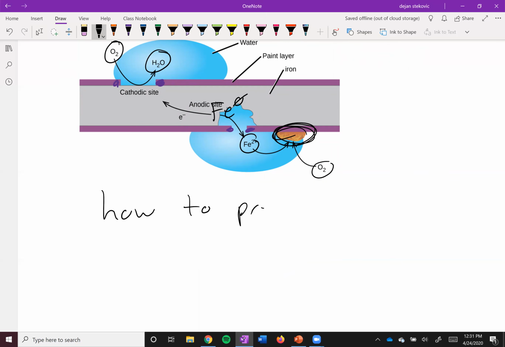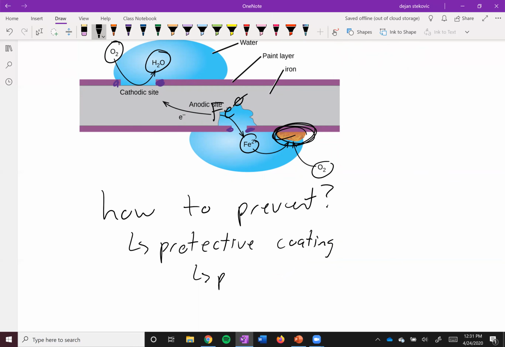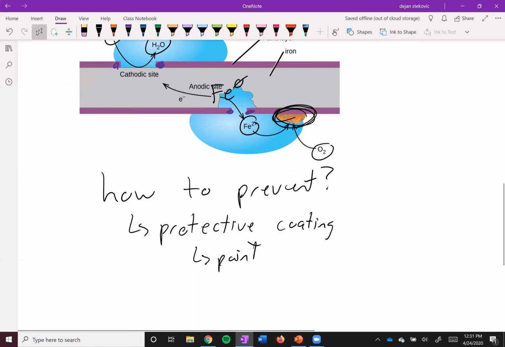So obviously the question is how to prevent this from occurring. There's a bunch of different stuff you can do. You can give it a protective coating. That could be something like a paint, but as you can see, that can chip off.